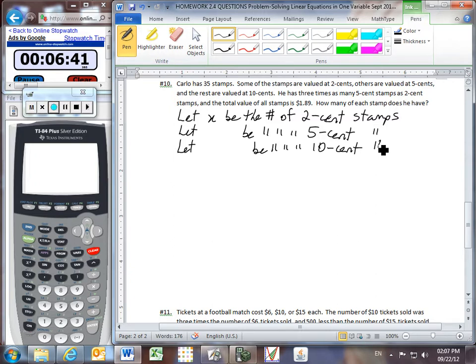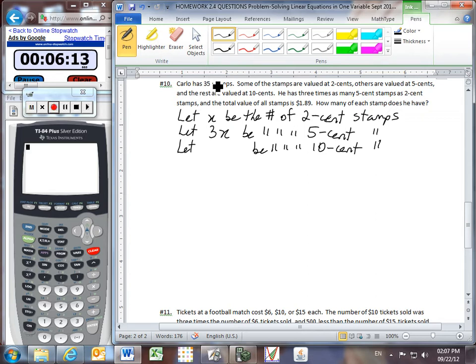It says here that he has 3 times as many 5-cent stamps as 2-cent stamps. So he's got 3 times more of the 5-cent stamps. So the number of 5-cent stamps must be the number of 2-cent stamps times 3, giving us a total of 3x, triple the number, 3 times as many. And we also know that he has a total of 35 stamps.